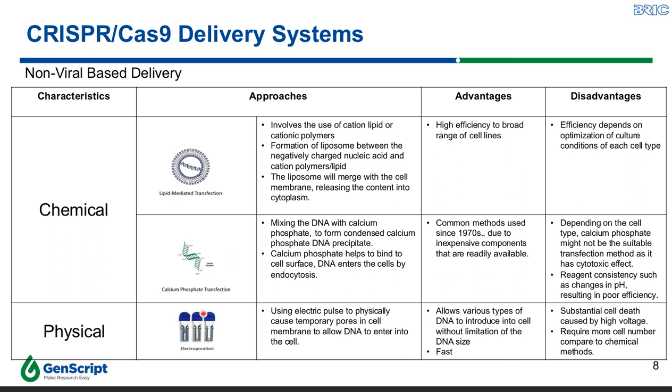Or it relies on the use of a calcium phosphate transfection approach, by mixing the DNA with calcium phosphate in order to form the condensed calcium phosphate-DNA precipitate. And this calcium phosphate can help to bind to the cell surface and allows the DNA to get into the cell by endocytosis. The physical mechanism relies on the use of an electroporation approach, that is to use an electric pulse to physically cause a temporary pore in the cell membrane to allow the DNA to get into the cell. So here I show you the advantages and the disadvantages of all of these approaches, but due to the time constraint, I'm not going into details.